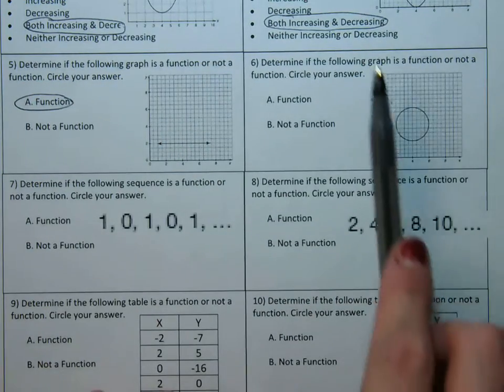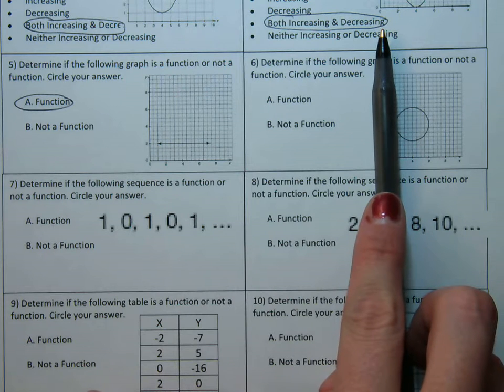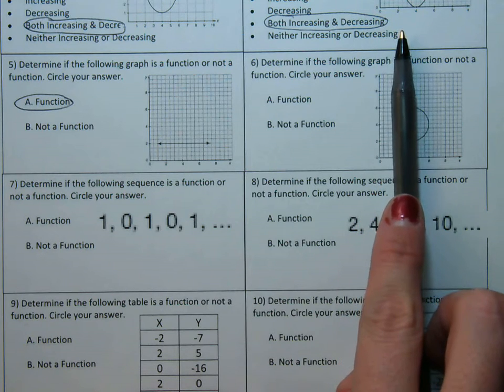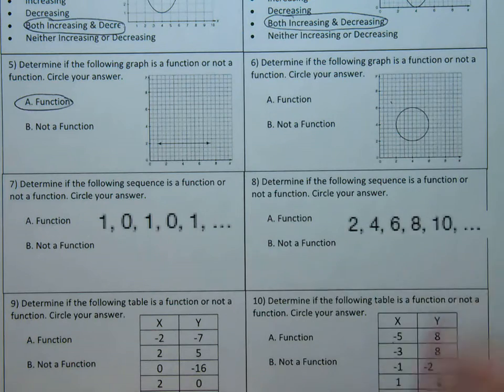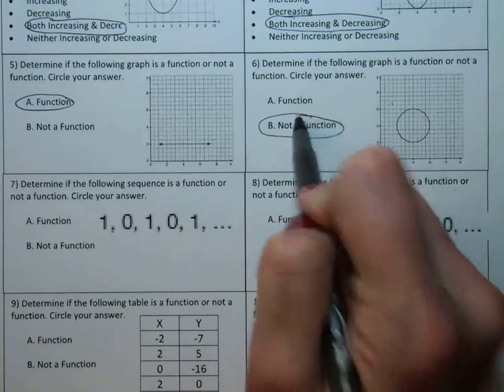But if you look at number 6, if I hold my vertical line up, it touches in 2 spots everywhere on the drawn graph, which is a circle. So this is going to be not a function.